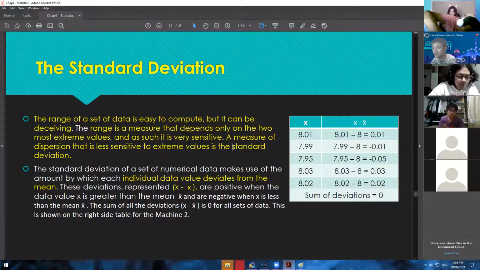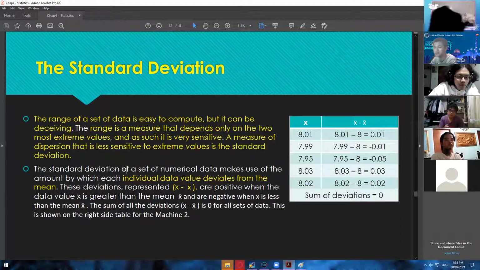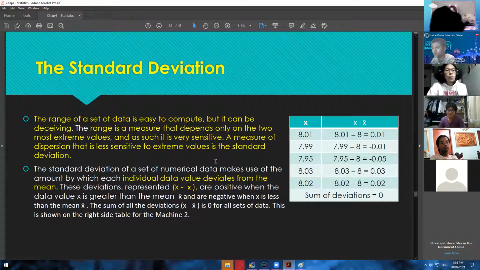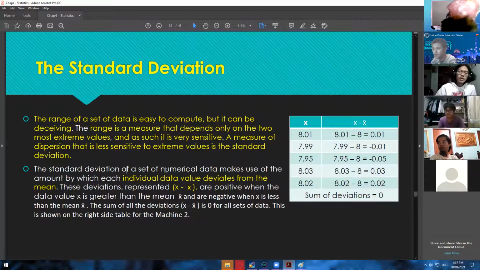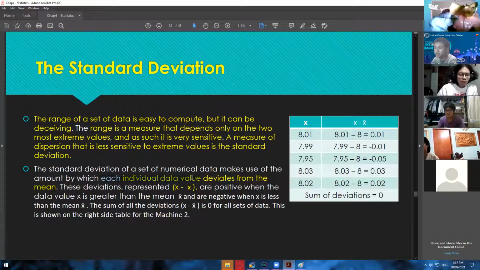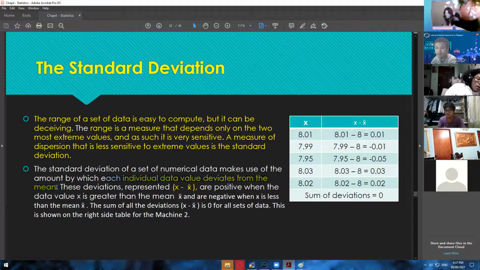So they made another way of checking the data, in which even if we change just one data value, it will affect everything. Unlike the range, even if we change some of the data in the middle, it won't make a big change, unless you change the most extreme data, the highest and the lowest. The standard deviation of a set of numerical data makes use of the amount by which each individual data value deviates from the mean of itself.